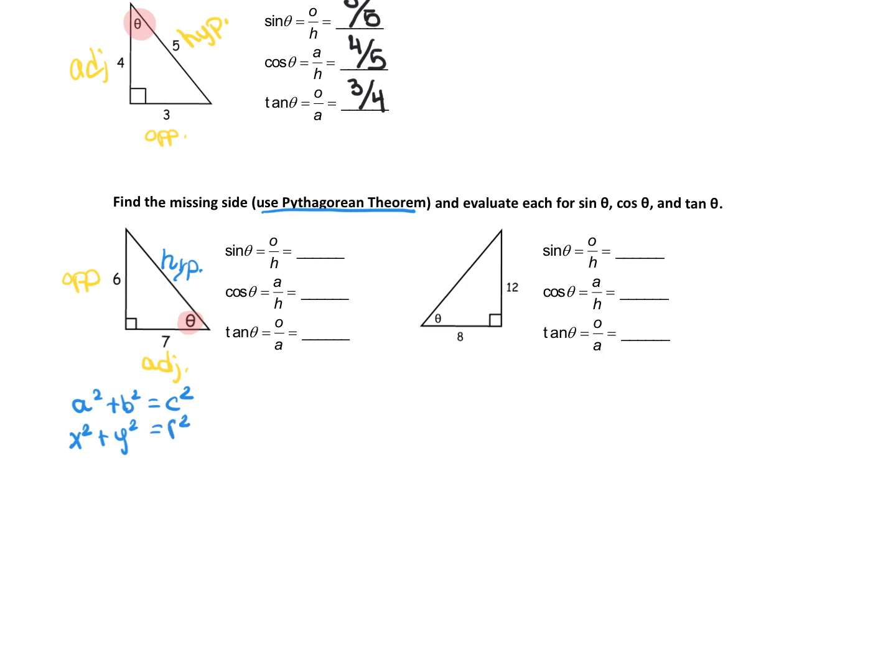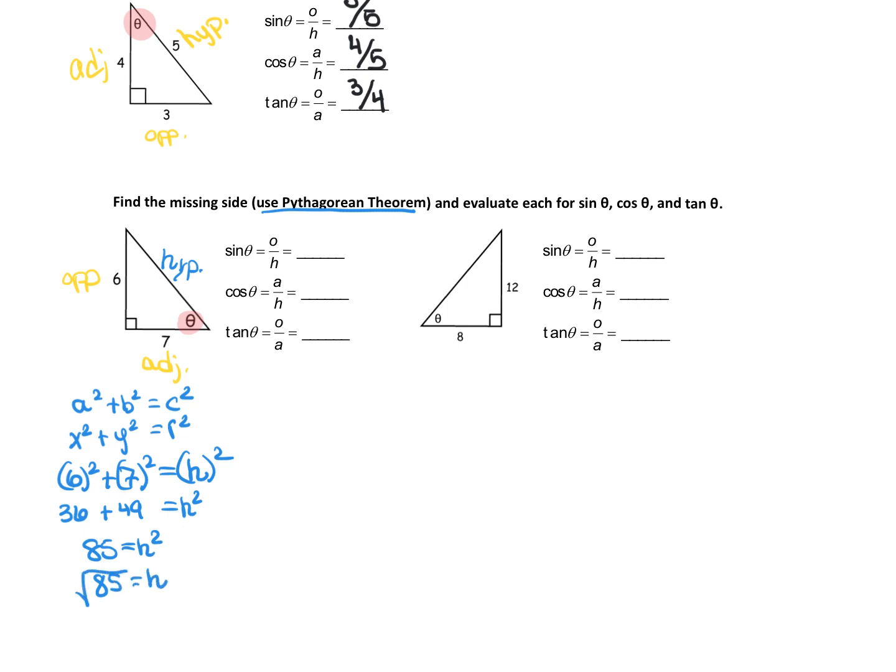But you take one leg, the opposite or the adjacent, and you square it, and you add it to the other leg squared, and that's going to be the hypotenuse squared. So I'm going to get my 6 squared plus my 7 squared is going to equal my hypotenuse, h squared. This is 36 plus 49 equals h squared. When you add these together, it is 85. 85 equals h squared, and then you square root both sides. So the square root of 85 equals h.